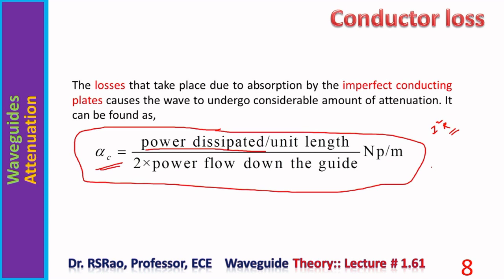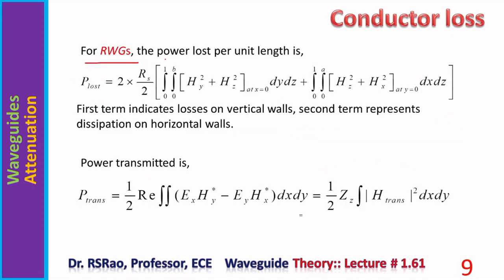E cross H gives you power flowing down, or half real E cross H conjugate gives average power that is flowing down the waveguide. Using that Poynting vector, power moving in the guide can be calculated. From the ratio, one can find out alpha c. For rectangular waveguides, the power lost per unit length, P lost, is given by twice Rs by 2. Rs is surface resistance, the surface resistance of the walls of the guide.